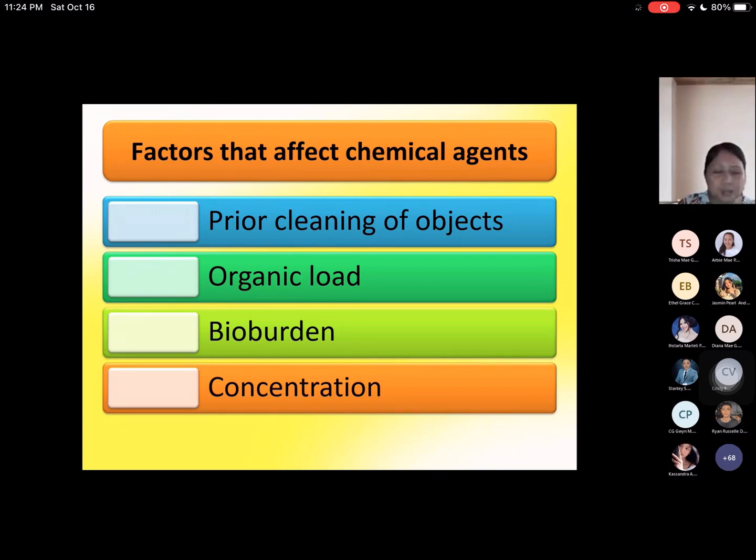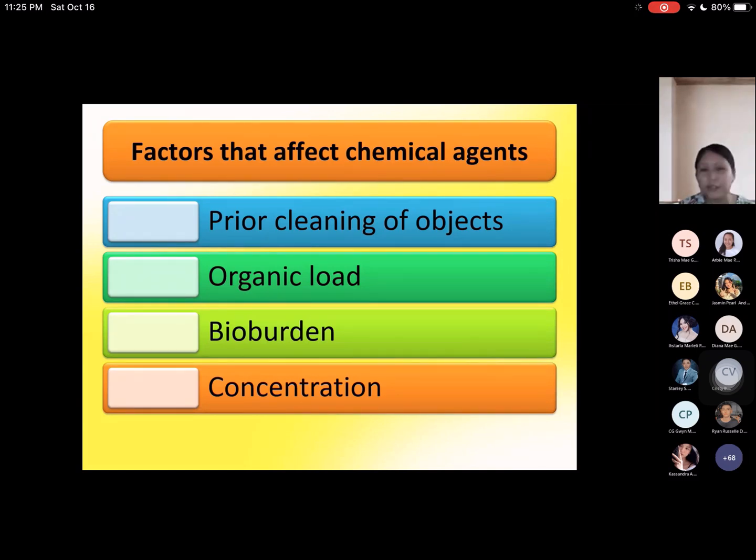Next is organic load. This is the presence of organic materials like pus, nana, or vomitus, yung suka, the one when you vomit, we call it vomitus. And of course, we have blood and feces, if there are feces on the materials or surface that you need to disinfect. So these are the factors that affect chemical agents.